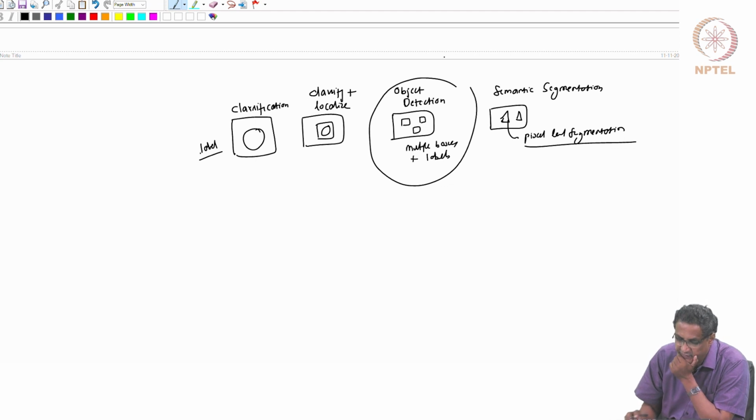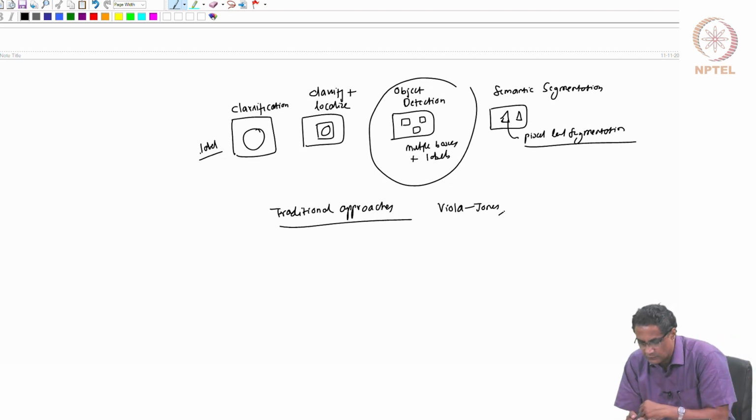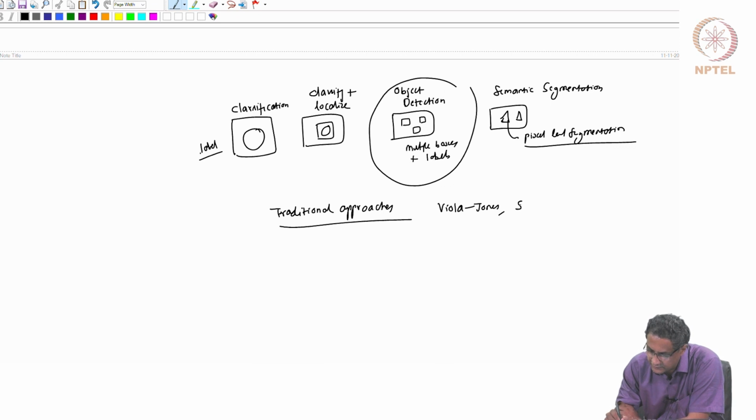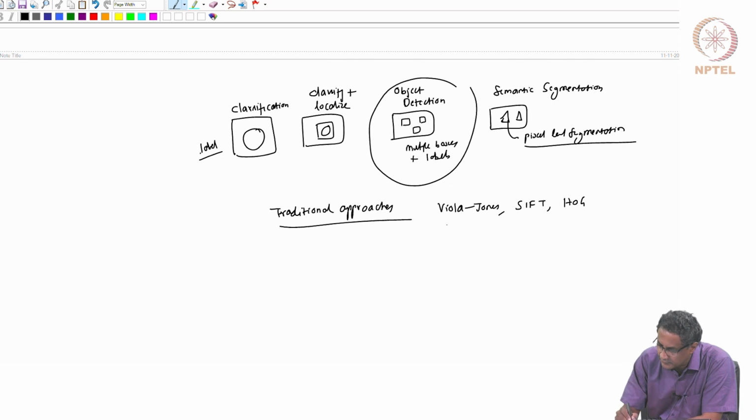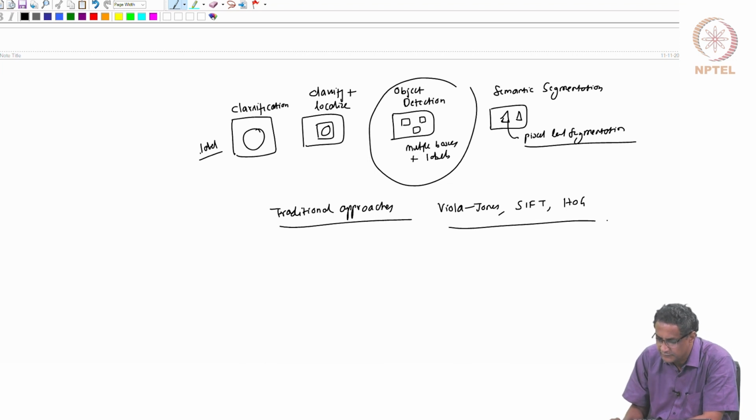Traditional approaches have been around, but they are not so important anymore, given how much has happened with the use of deep networks. One of the famous ones is Viola-Jones, a Haar wavelet based detector that works very well for faces. It can also work for humans, but works very well for faces. You can also use SIFT in a particular way to do object detection, or HOG, histogram of oriented gradients. All of this is possible, but these are still handcrafted, and they have issues in terms of robustness.